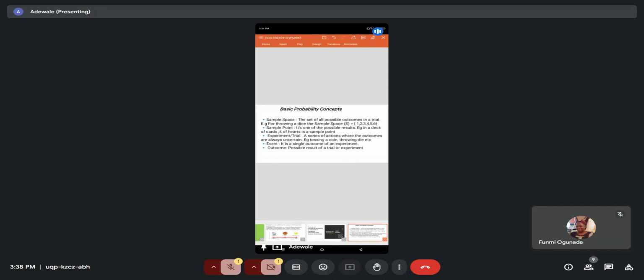Let's move to basic probability concepts. Number one, the sample space. The sample space is the set of all possible outcomes in a trial. For example, in throwing a single die, the total outcomes are either one, two, three, four, five, or six showing up. So the set that contains all these possible outcomes is called the sample space.